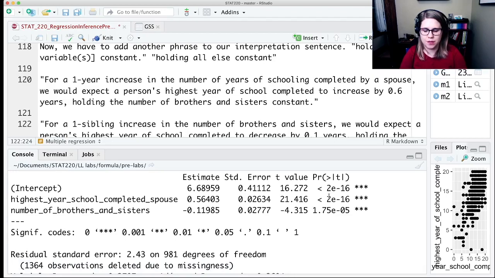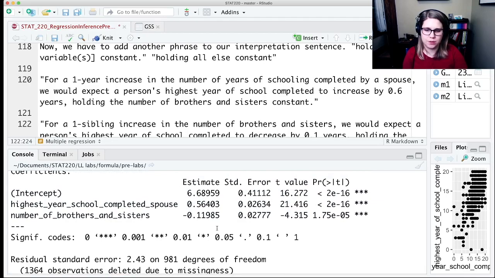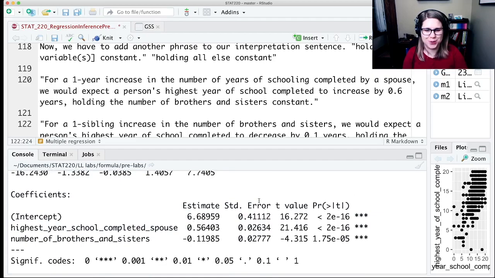And the same sorts of things apply when we look at the output here. We've got our test statistics for each of the coefficients. We've got our p-values. It looks like highest year of school completed is a little bit more significant because this is times 10 to the minus 16th versus times 10 to the minus 5th, but they're both very significant because they have lots of stars. And I could look at the R squared and say 37% of the variability in highest year of school completed is explained with this model that has these two predictors in it. So that is multiple regression.